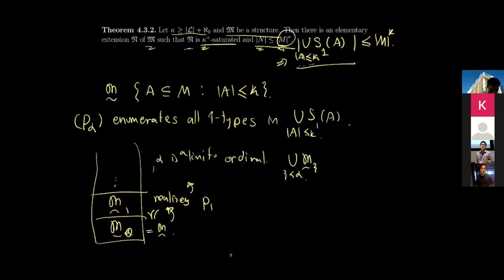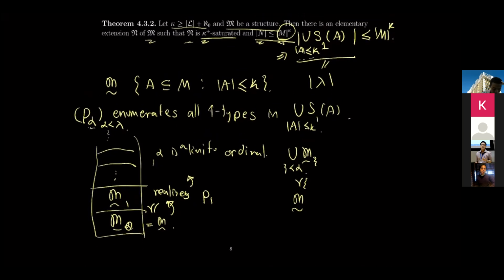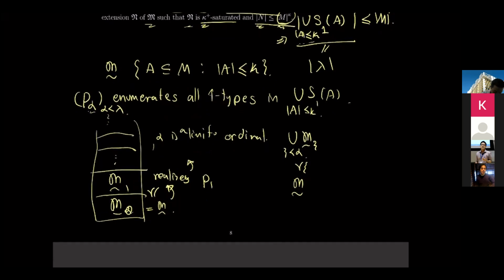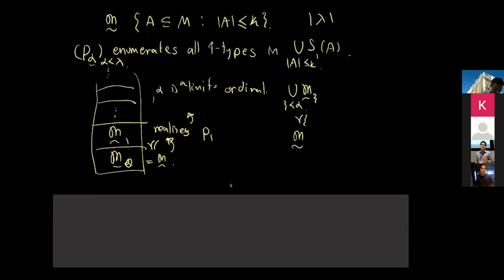And by using the properties of elementary chains, we get that this is an elementary extension of M. We keep repeating this process until we run out of all these P alpha. So let lambda be equal to this cardinality, so I can have the index here.